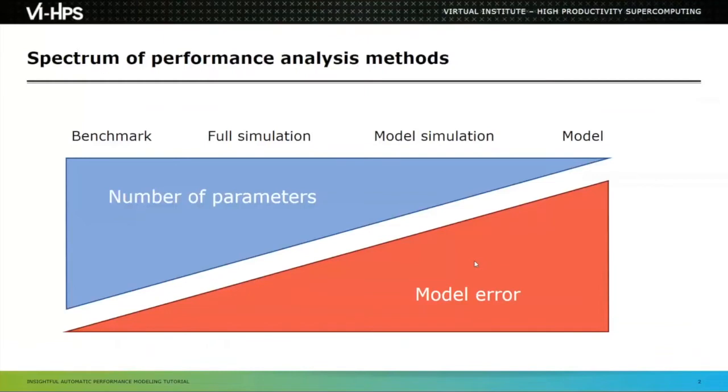If we take a look at the general spectrum of performance analysis methods, we have a range from, on the left side, benchmarks that can usually handle a large number of application configuration parameters, going to full simulations, model simulations, and models. Usually, models can handle the least amount of parameters, and also have a high model error. But on the other side, models are much cheaper and easier to come by than running full-blown benchmarks. I'm sure everyone here knows that already, but ExtraP is on the model side here.